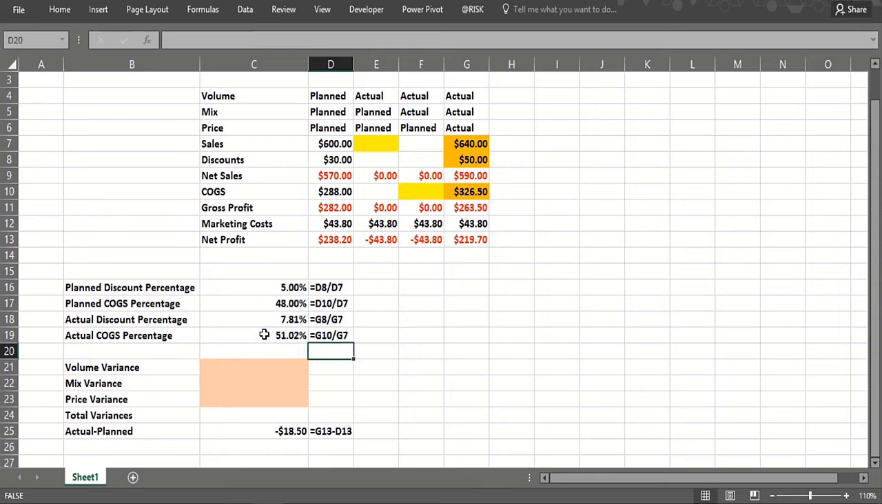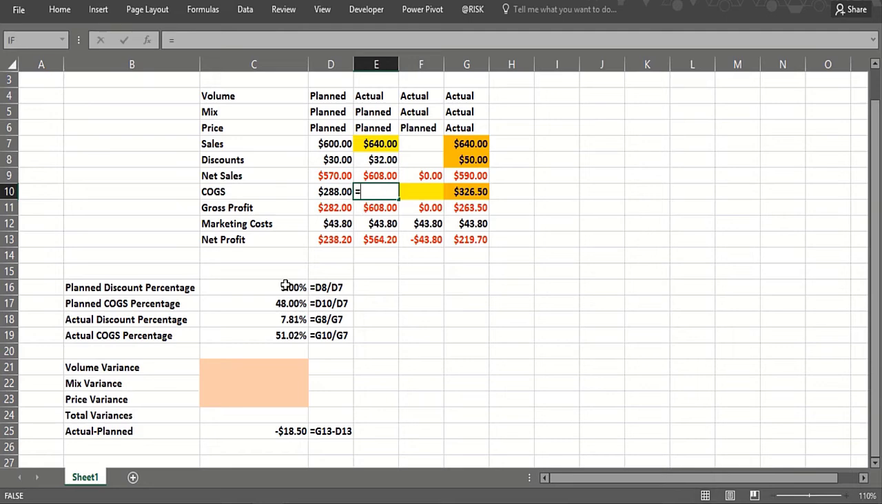Okay, now we can fill in each step here and see what's going on. So now our sales here, we're going to make them 640 because that's what they actually were. Now the discounts, we should keep that planned percentage of 5% of 640, and that's going to be $32. In other words, we're not letting the price change percentage affect this column here.